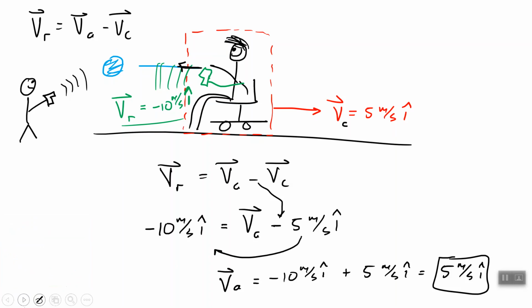Oh, whoops. Sign error, negative 1. Okay, so there's a negative. Negative 10 plus 5 is negative 5. So according to this person, the ball is actually moving to the left, but only at negative 5 meters per second. Okay, I hope this helps clear up what relative velocity, absolute velocity, and control volume velocity are.